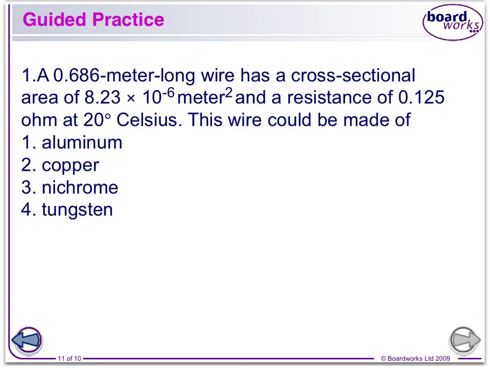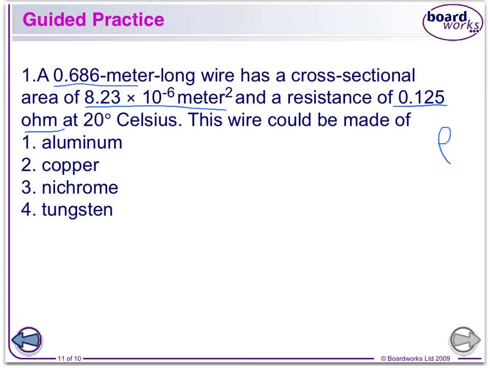We're going to go through a quick practice problem. We know that we have a 0.868 meter long wire, with a given cross-sectional area. We have a resistance of 0.125 ohms at 25 degrees Celsius. And so we need to figure out what it could be made of. Really what it's asking us is to solve for the resistivity, and then we can figure out what material has that same resistivity.